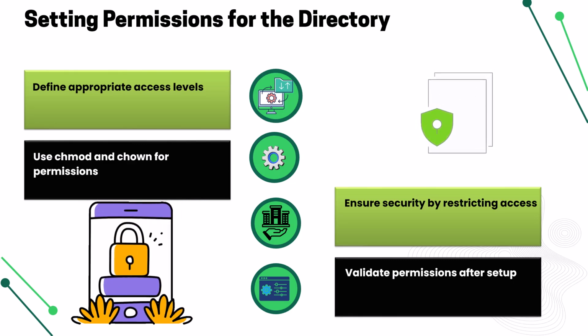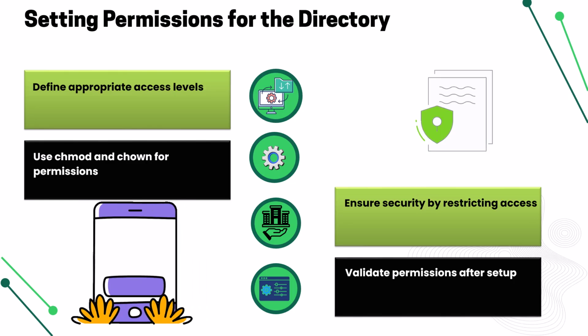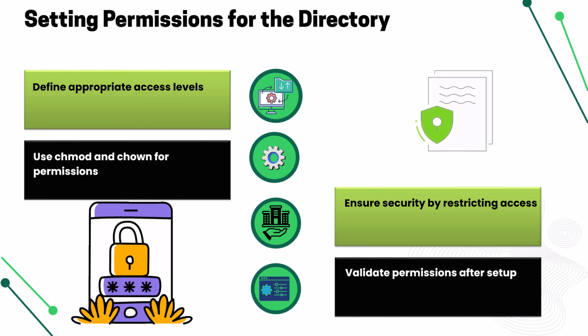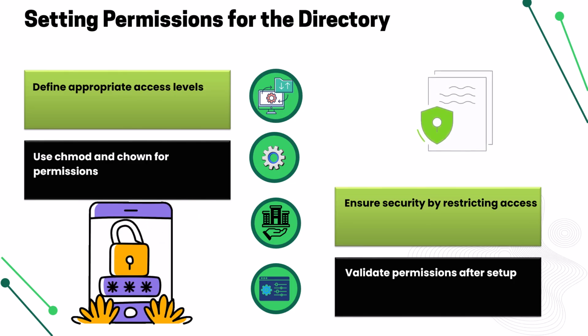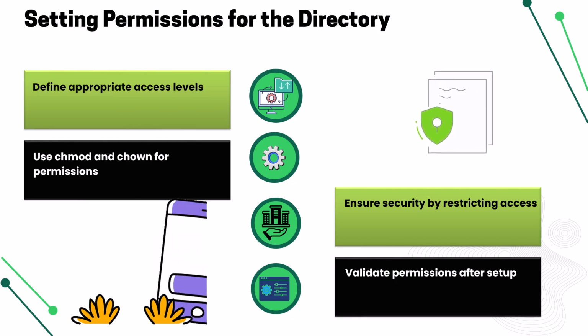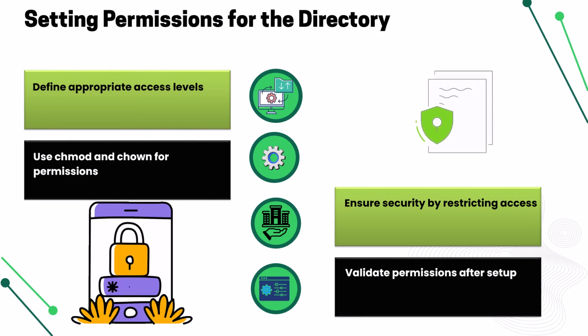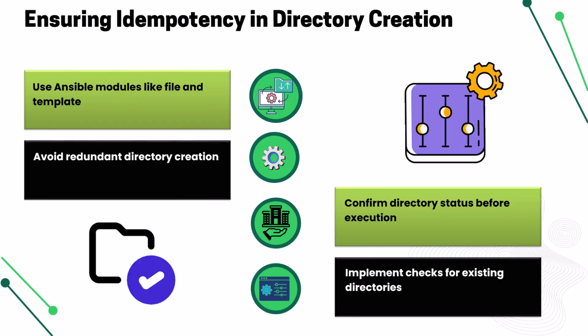Setting permissions might seem trivial, but trust me, it's crucial. First, define who gets access, because unrestricted access is asking for trouble. Then chmod and chown are your best friends for modifying rights. Restricting access ensures security, keeping unwanted visitors out. And lastly, always double check, because no one likes a surprise where files suddenly become inaccessible.